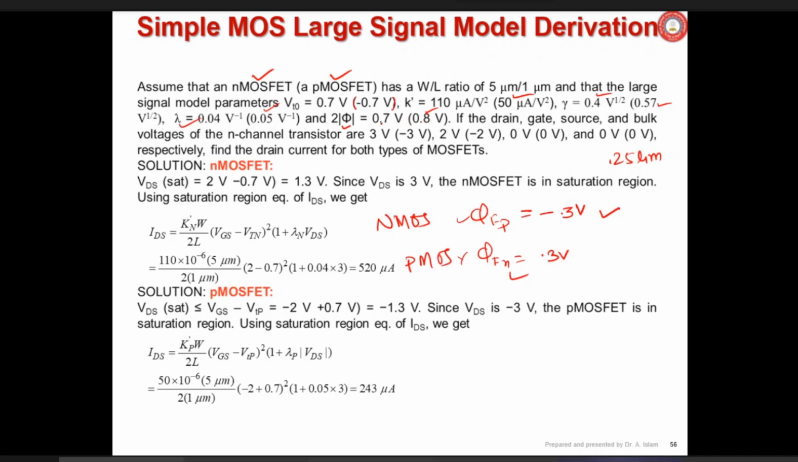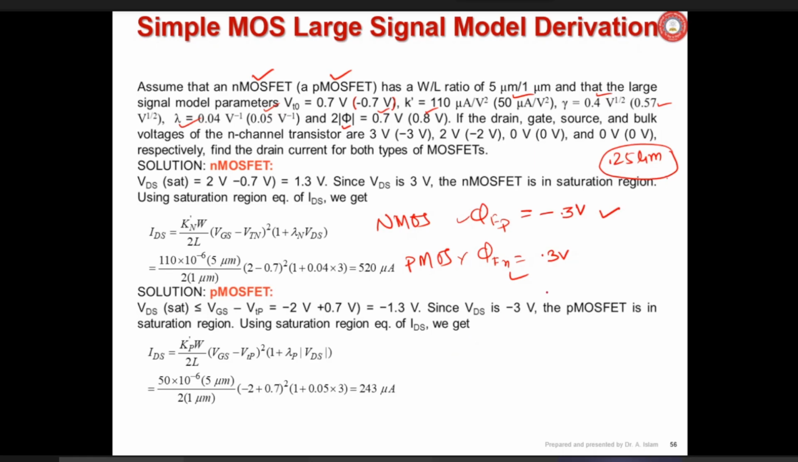Here 2 phi f. Here it is only phi, f is not written. So 2 phi is 0.7, and here it is given 0.8. The technology generation is different. Remember that. Maybe it is 1 micrometer technology or 5 micrometer technology, and this value was given for 0.25 micrometer technology. It is technology dependent because phi f depends on doping concentration, yes or no?